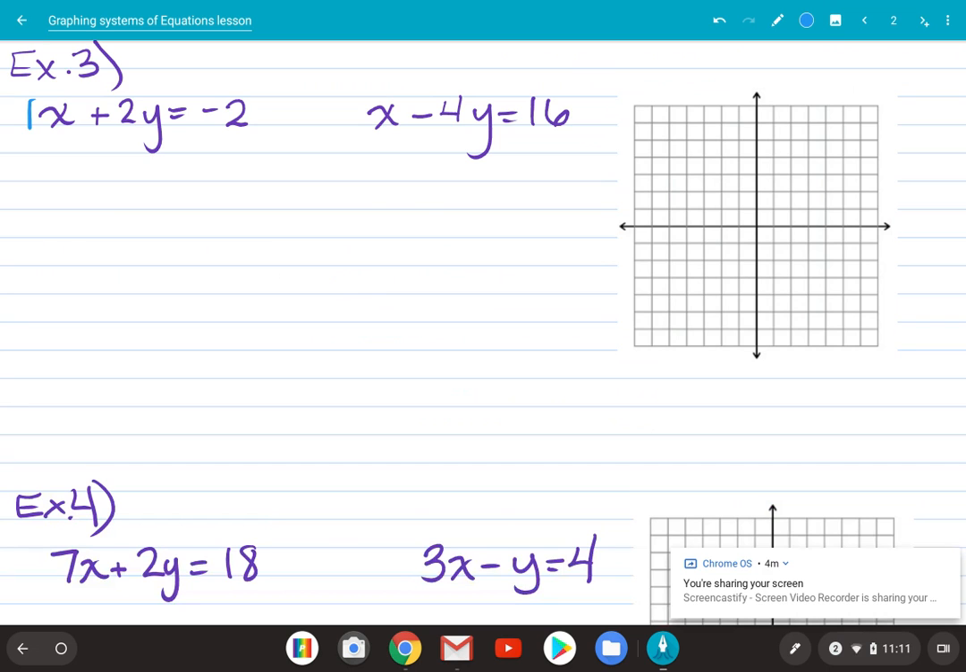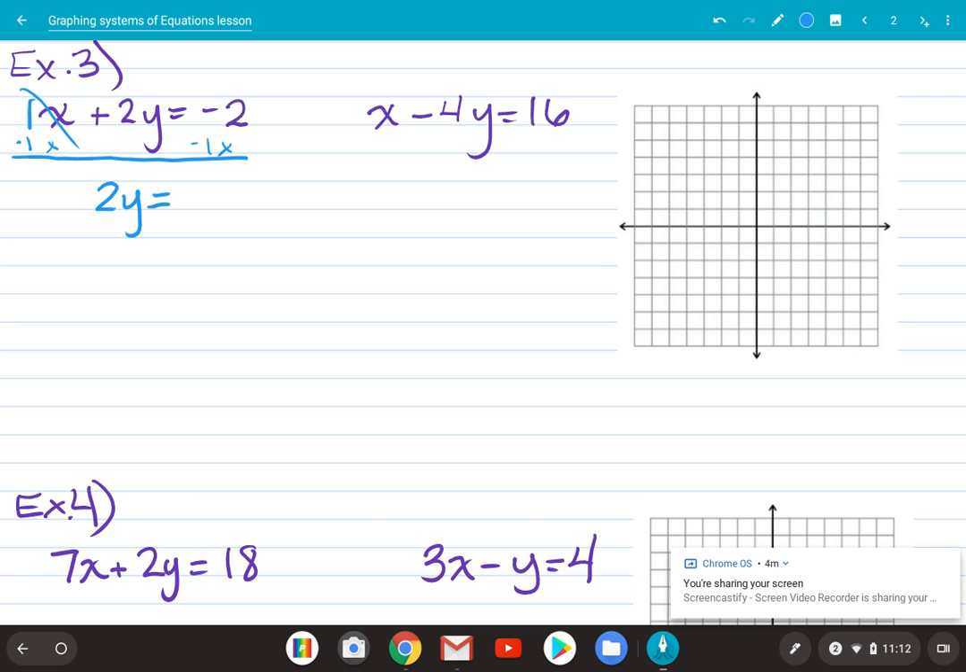Step 1 is move x to the other side. So 1 x is positive, so we're going to minus it. And I'm writing it very small so I know I'm doing that. And they're going to cross off. So we're going to get 2y equals the -2 and the -1.